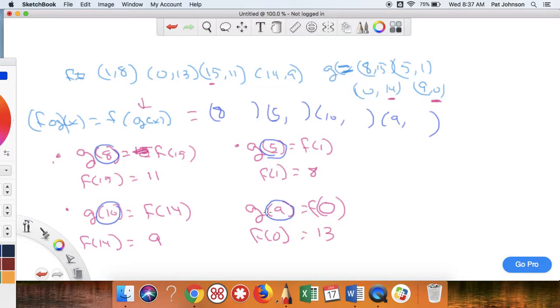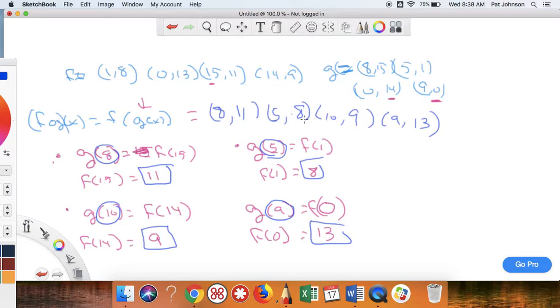Okay, I found the ranges of them, and then I did f of those. The result was 11, so this becomes 8, 11. This becomes 5, 8. This becomes 10, 9. This becomes 9, 13. So this is my composition function, these are coordinates.